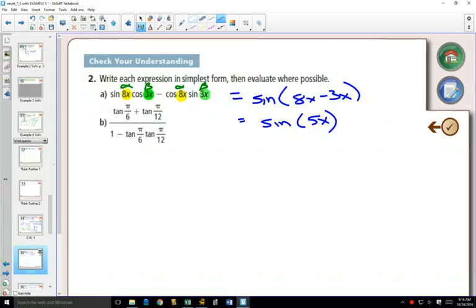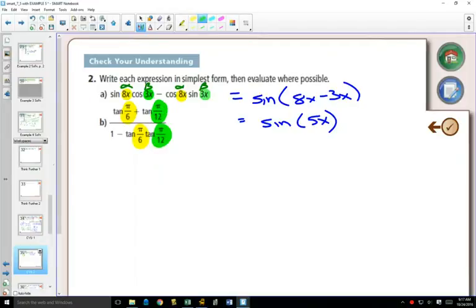Now, the second one has pi over 6, so that's something you could evaluate because you know that tan of pi over 6 is root 3 over 3. We haven't learned how to do pi over 12 yet, so if this was non-calculator, at this moment you couldn't do this because you don't know how to calculate tan of pi over 12. But again, looking at my angles and highlighting things that are the same, here I have my pi over 6's, here I have pi over 12.